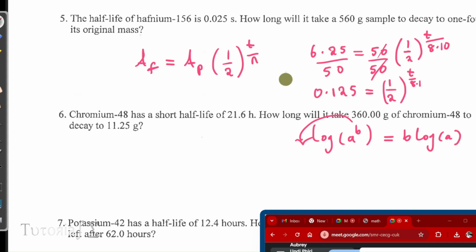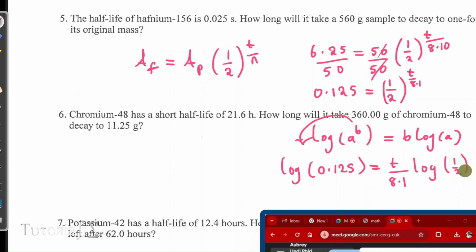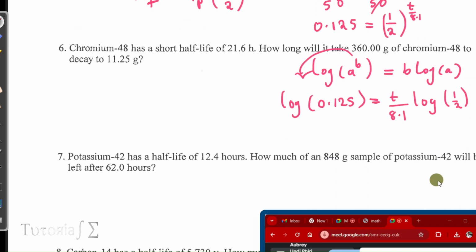Yes. So the same applies here. We're going to introduce log on both sides. So we're going to say log of 0.125 equals... Immediately when we introduce log, the power will drop. So it will be t over 8.1 log of what is inside here, 1/2. That is the only way you can drop.